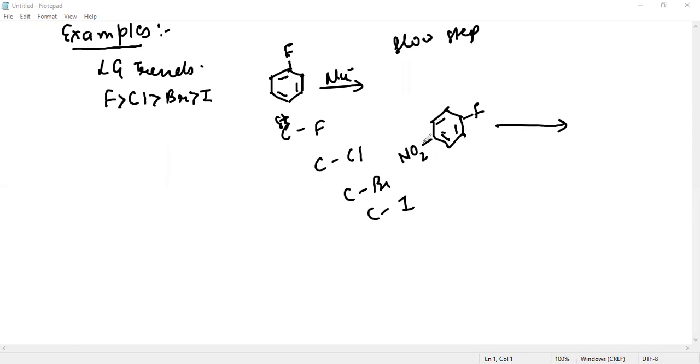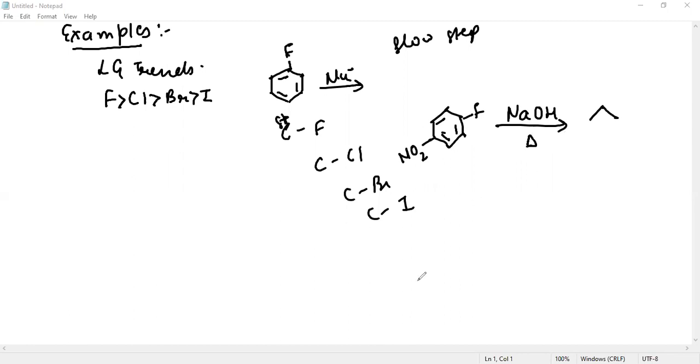So let's say we have this example over here. We have a fluorine, which is a leaving group here, and this benzene ring has a nitro group, which is the electron withdrawing group, and we want to put an OH group here, which is the nucleophile. So what would be the result of that?